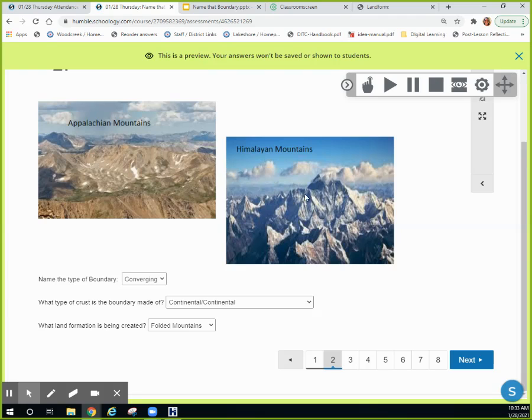The Himalayan Mountains are the best example that we have discussed all unit. And they're formed because 2 pieces of land, 2 continents, collided. And that's going to be your Indian plate and your Eurasian plate. And they collide and fold up. Okay, so we have a convergent continental collision, and that makes folded mountains.